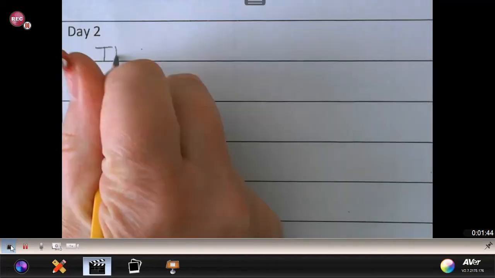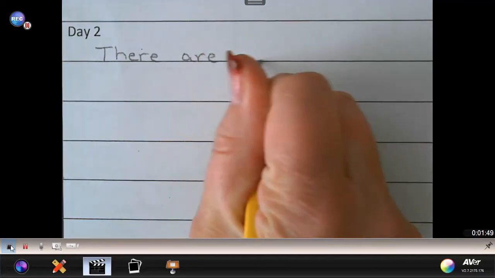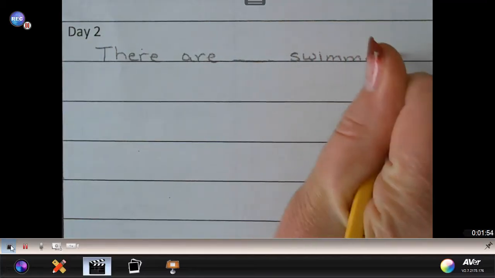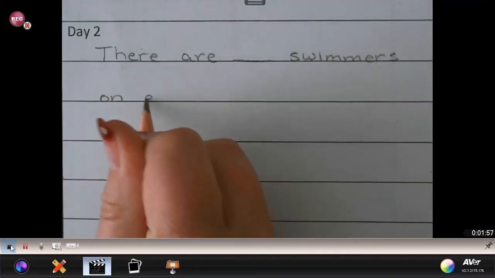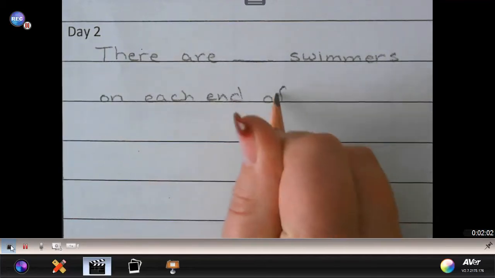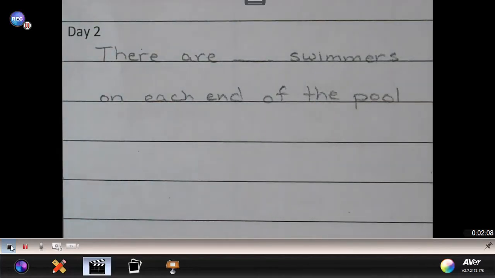So we would say there are blank swimmers on each end of the pool. It's so important for you to rewrite your question as an answer statement so that you can remember what it is that you're looking for to answer, and it's reasonable and makes sense.